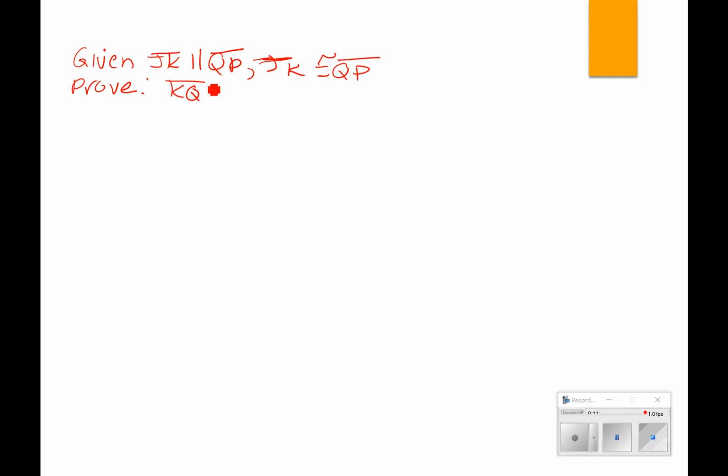So we've got a given that JK is parallel to QP, and JK is congruent to QP. And we want to prove that KQ bisects JP. And let me draw the diagram here.